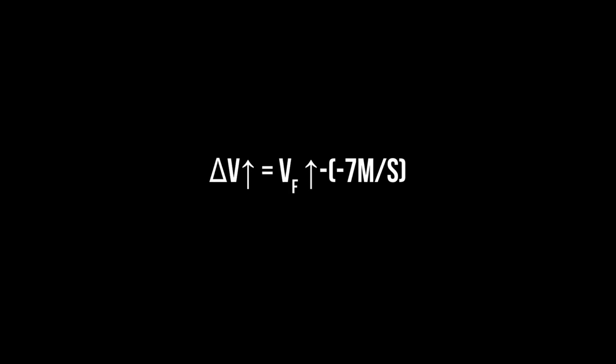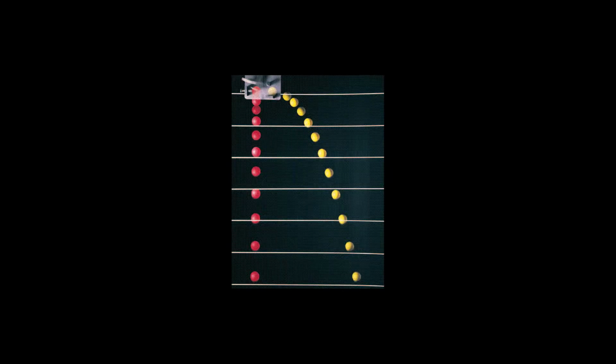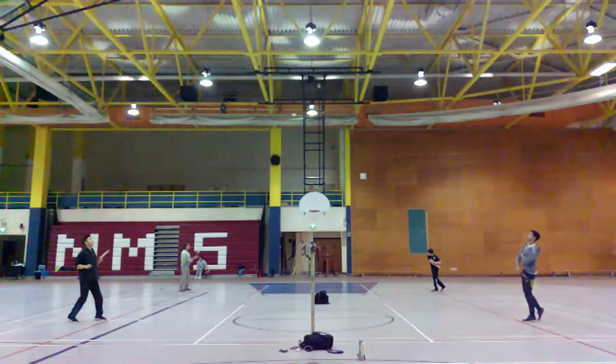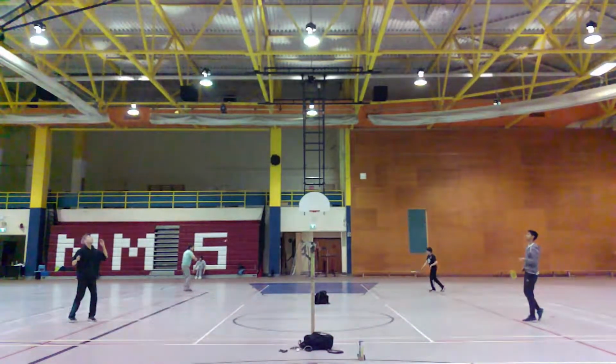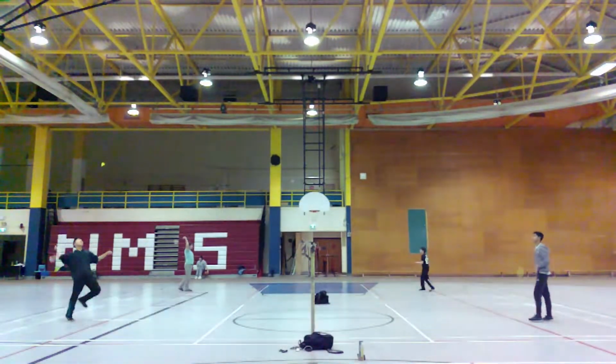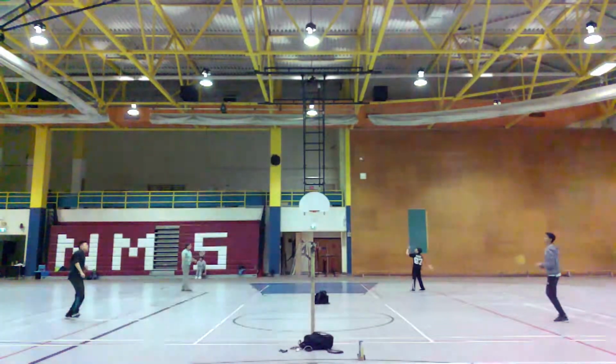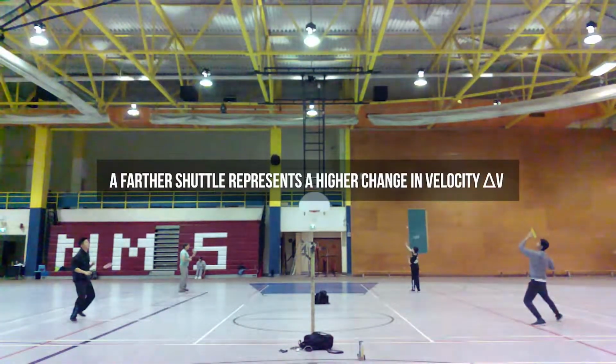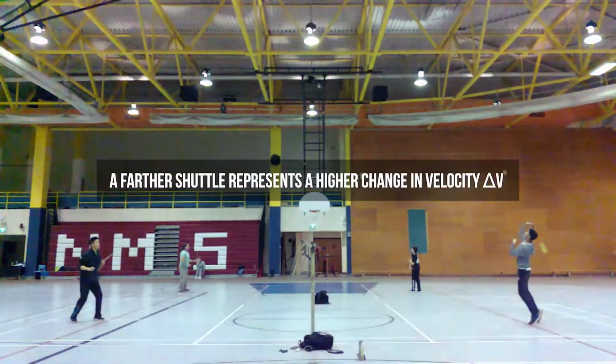Knowing this, if we have a higher change in velocity, then our shuttle will have a higher final velocity after being hit. And since the time it takes for the shuttle to fall to the ground will always remain the same, as long as I hit the shuttle straight forward, the horizontal velocity will be the only factor affecting how far the shuttle travels horizontally. If that doesn't make any sense, don't worry, just keep in mind that a farther shuttle means a higher change in velocity, and vice versa.